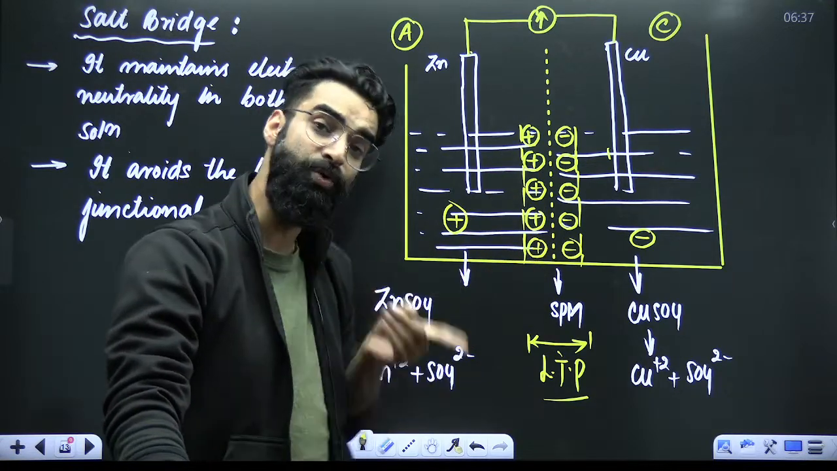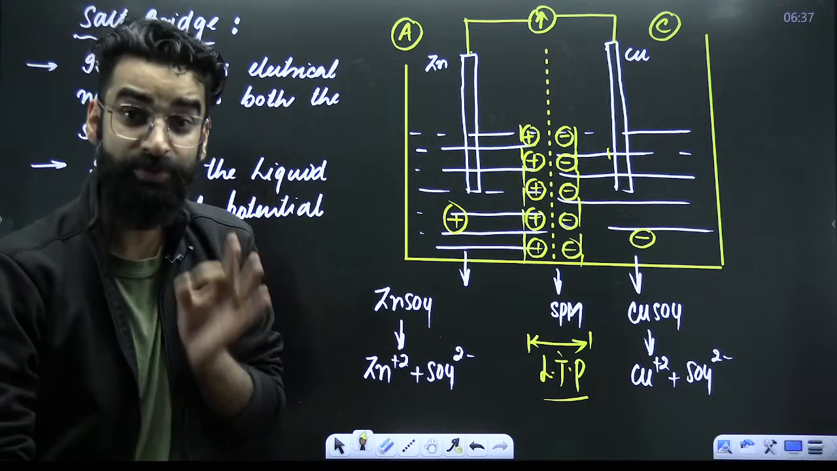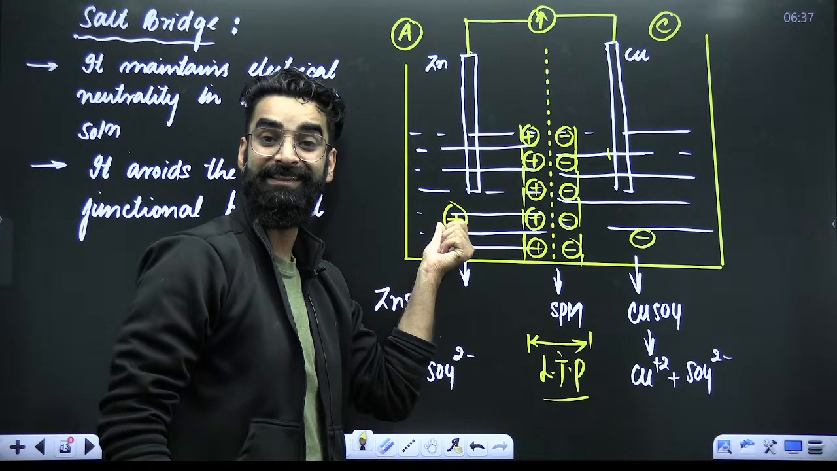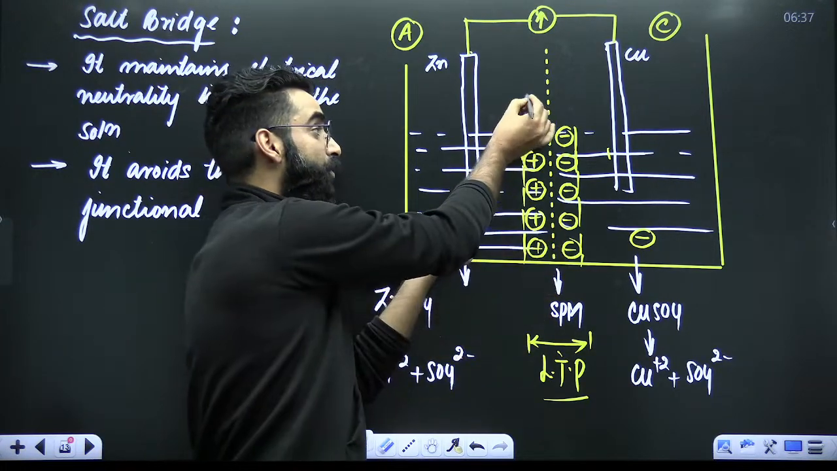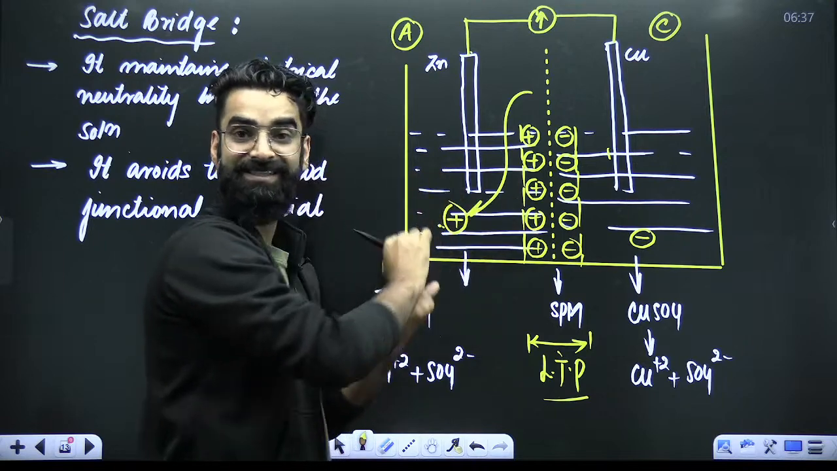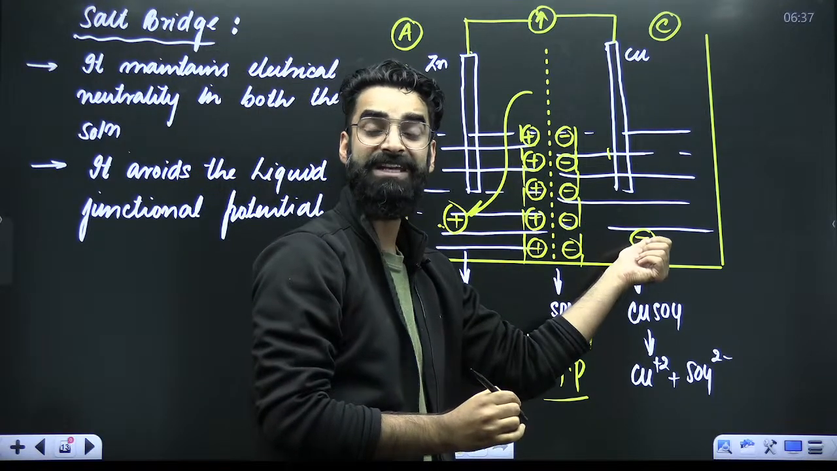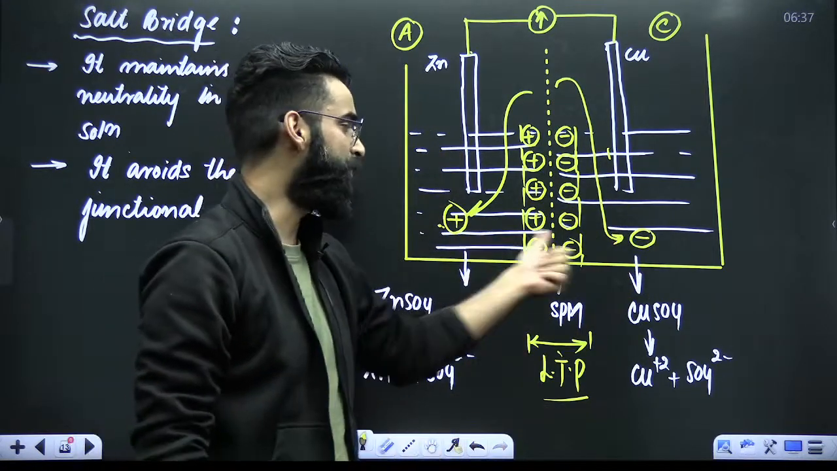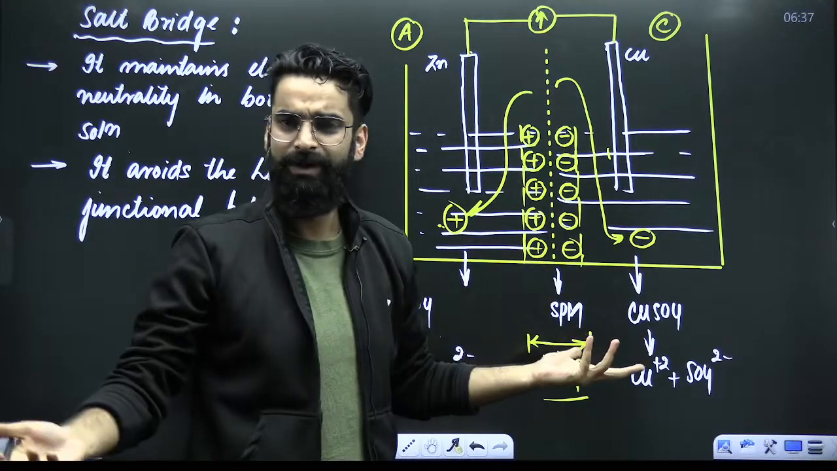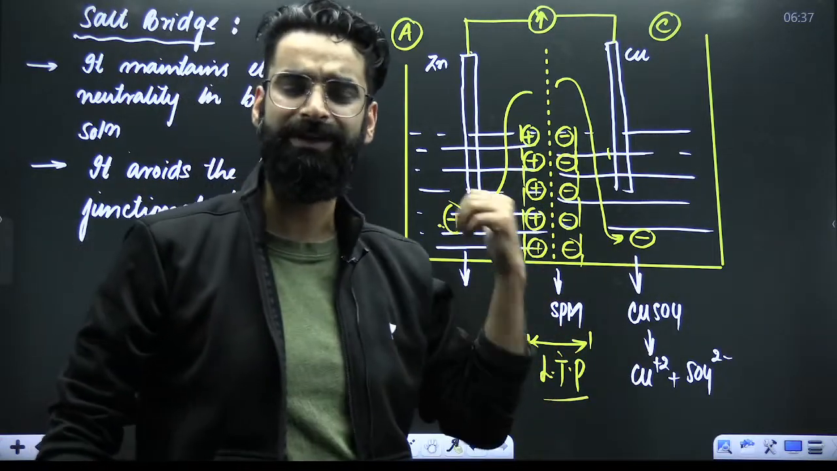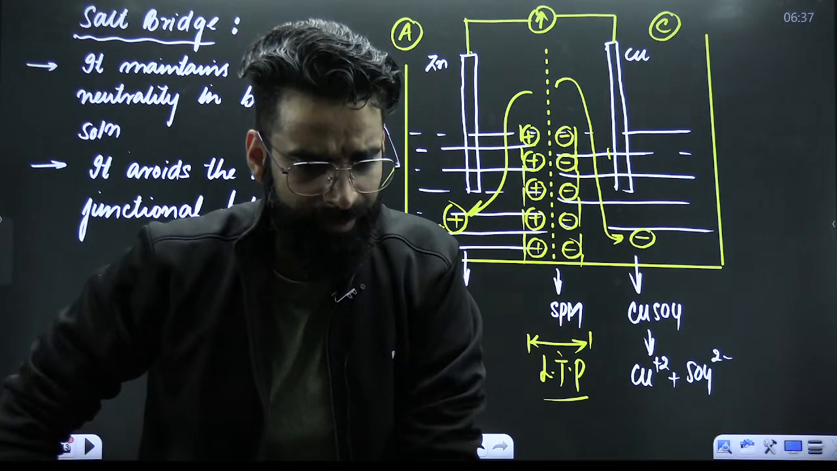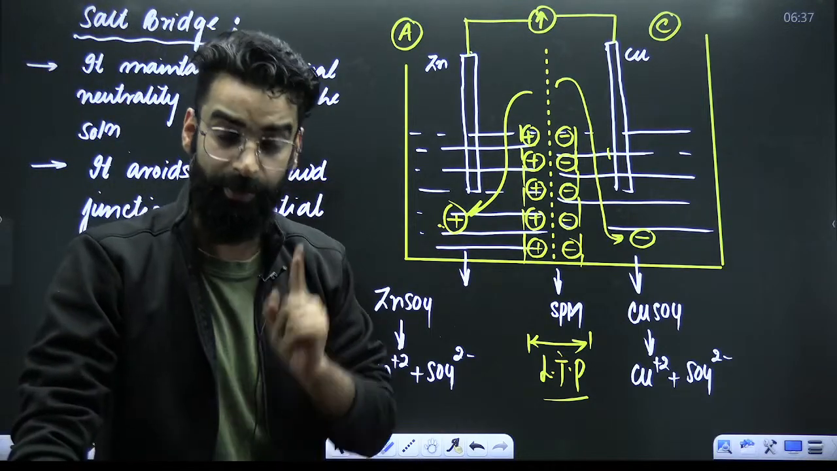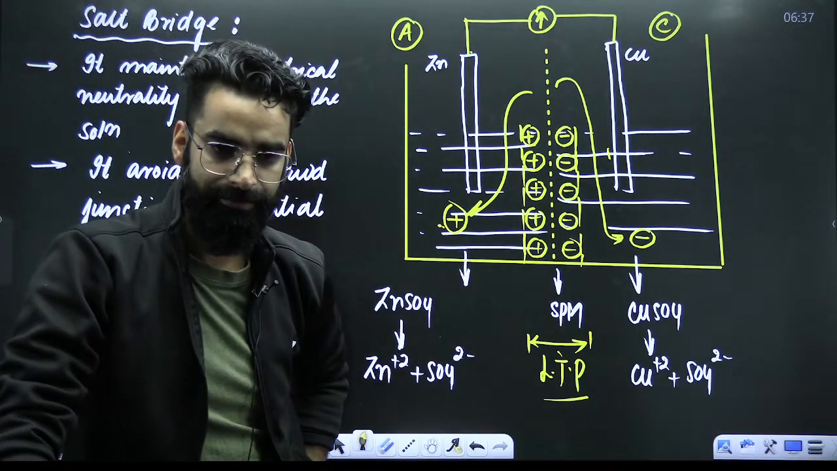And by chance, if you use the salt bridge, what's going to happen? As soon as positive charge is accumulated in the left chamber, at the same time SO4 2- would have come from the salt bridge and neutralized it. As soon as negative charge got developed in the right container, at the same time K+ would have come from the salt bridge and neutralized it. So there was no positive and negative. If there was no positive and negative, there was no potential difference created at the junction. So can I say this salt bridge is avoiding the liquid junction potential? Absolutely, it's avoiding the liquid junction potential.